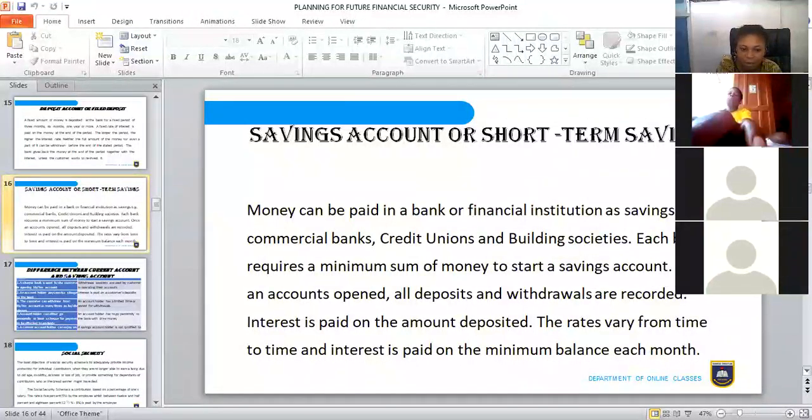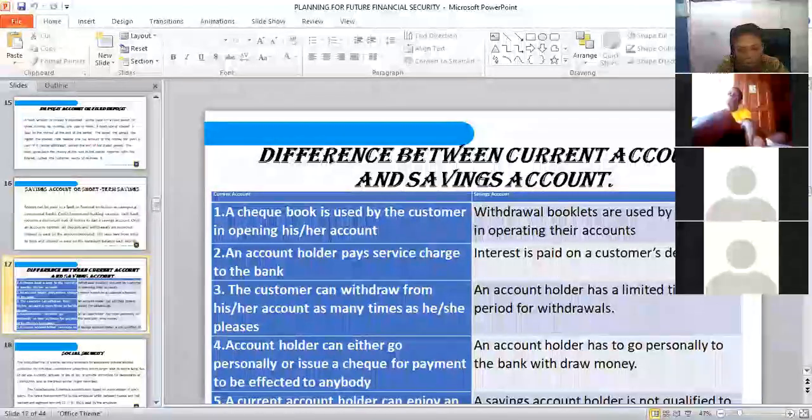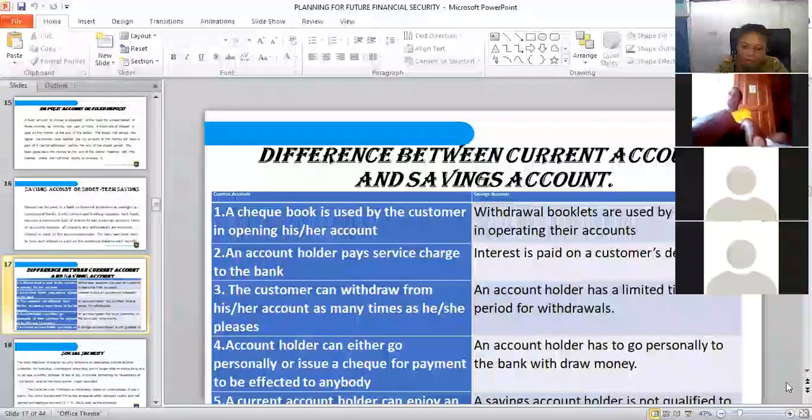And one thing about the savings account is that there is a minimum balance you must not go beyond. You can cash the money, but you can't cash everything in it. You have to leave the minimum balance in your account at all times. Unless you want to close the account, you must make sure that all the time you leave the minimum balance in your account. Any questions so far?